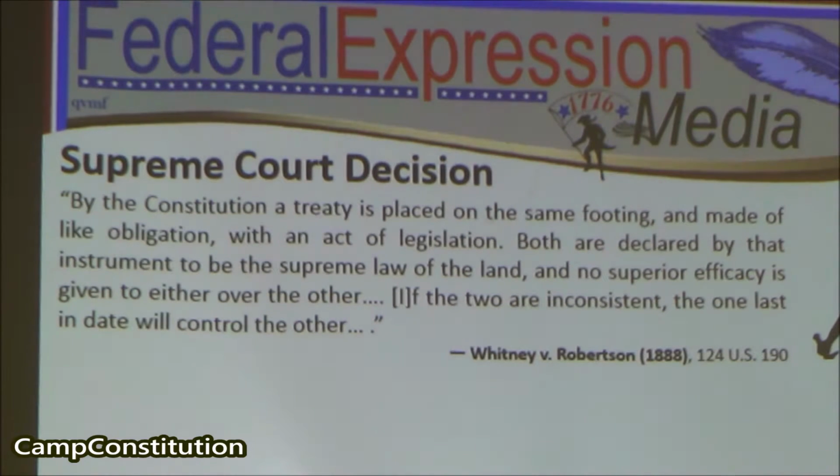The Supreme Court says that by the Constitution, a treaty is placed on the same footing and made of like obligation with an act of legislation. Both are declared by the instrument to be the supreme law of the land, and no superior efficacy is given to either over the other. If the two are inconsistent, the one last in date will control the other. So the courts are saying a simple legislative act of law under the Constitution by the Congress can override a treaty, because law under the Constitution is also supreme. Okay? Got it?